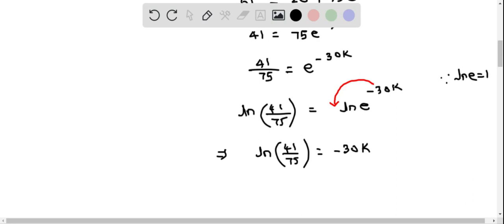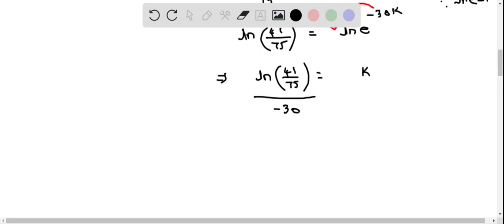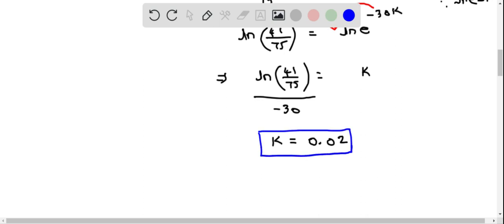Now to determine the value of k, we divide both sides by negative 30. This means the value of k equals the natural logarithm of 41 over 75, divided by negative 30. When we plug this into the calculator and approximate to two decimal places, we get the value of k equals 0.02. So we have determined that k equals 0.02.